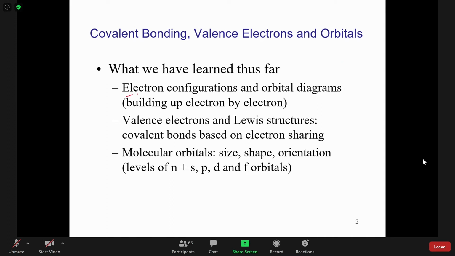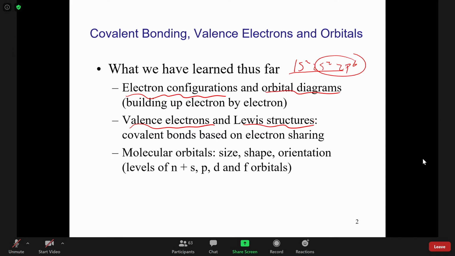We know how to draw electron configurations, things like 1s2, 2s2, 2p6, I could go on all day here. We know also how to take something like this and represent it in an orbital diagram, and it requires us to build up electron by electron. And we know it's always going to be the outermost electrons with the highest n number that are going to give us our valence electrons, right?